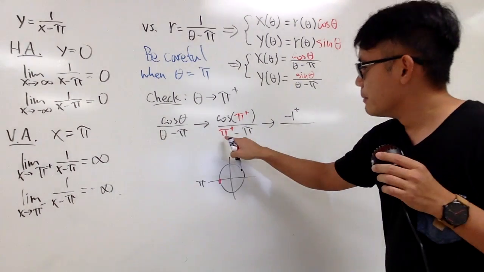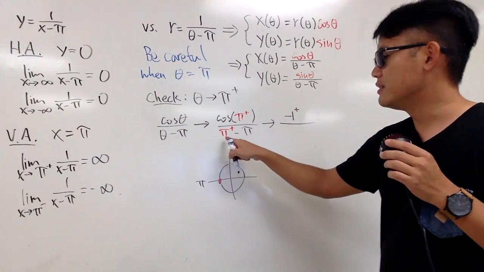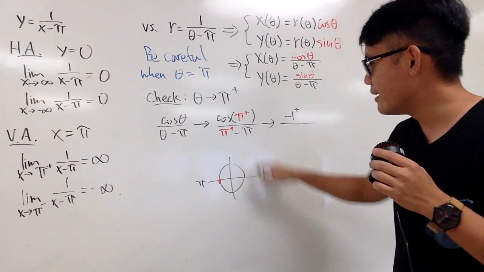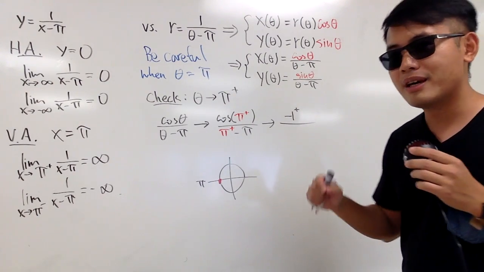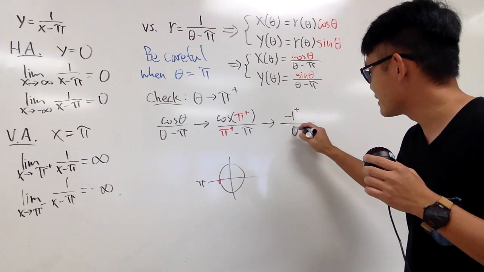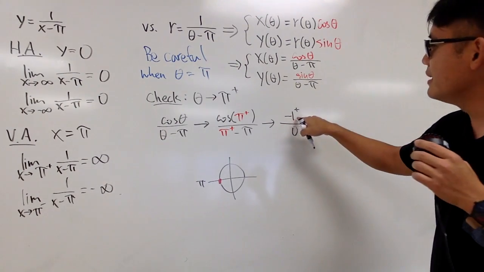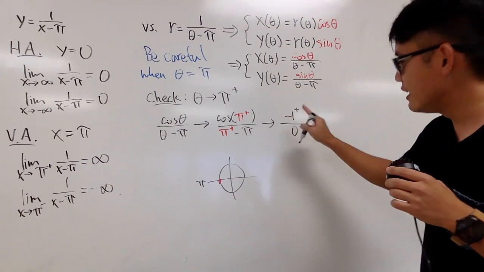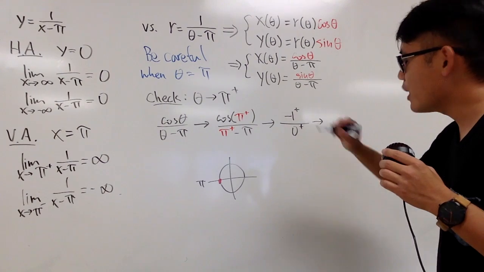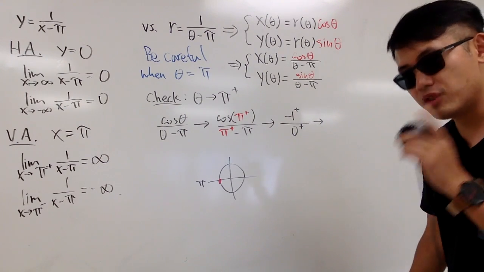Over pi plus minus pi, this is like a number that's slightly bigger than pi, and then minus exactly pi. You get pretty much 0, but a little bit bigger than 0, so I'll put down 0 plus. Anyway, this is a negative number divided by a positive 0 plus, and this will tell you that it goes to negative infinity.